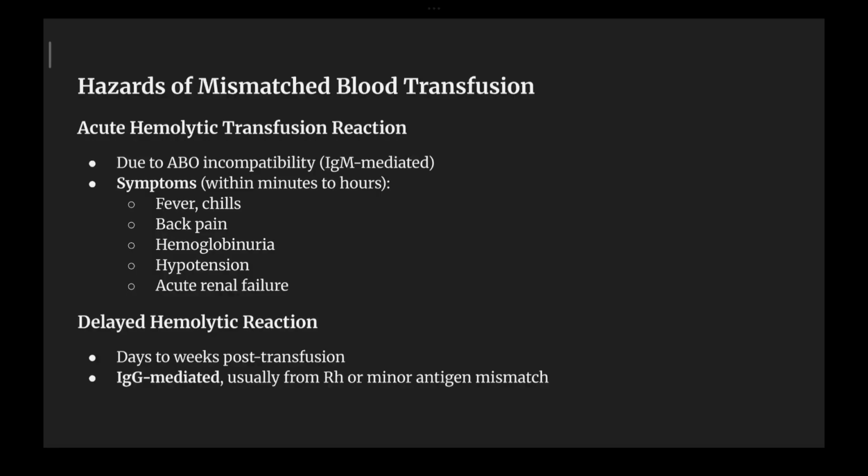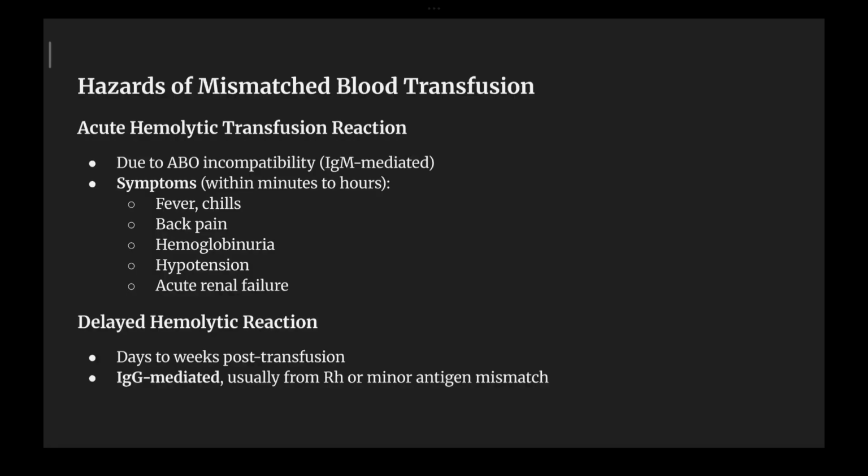Here the symptoms are observed in minutes or hours. So when the transfusion is happening, within minutes you can observe the reaction, wherein the patient might have fever, chills, back pain, or hemoglobinuria, which is blood in urine, and hypotension. There is sudden low BP and acute renal failure, that is, the patient might experience kidney failure. Kidney failure can be detected when back pain is observed and the urine is filled with red blood cells, hemoglobinuria.